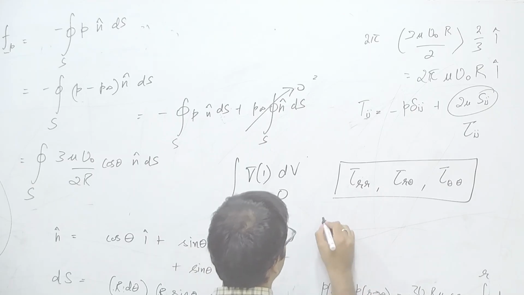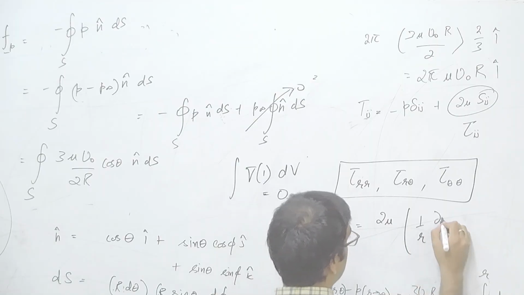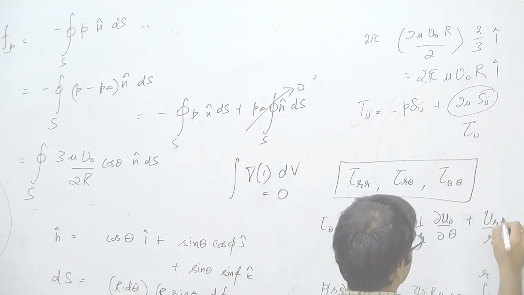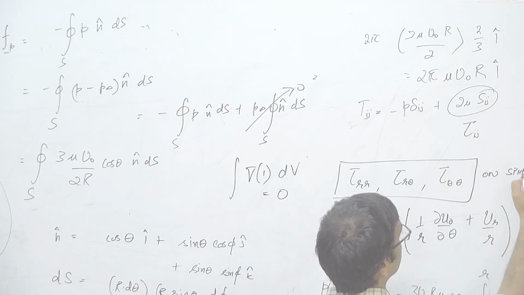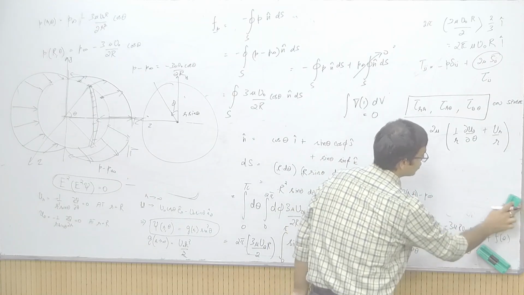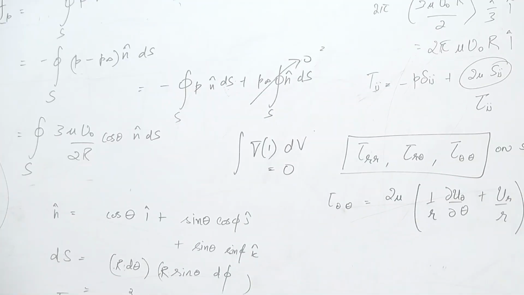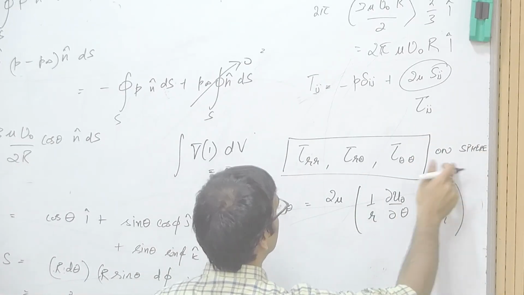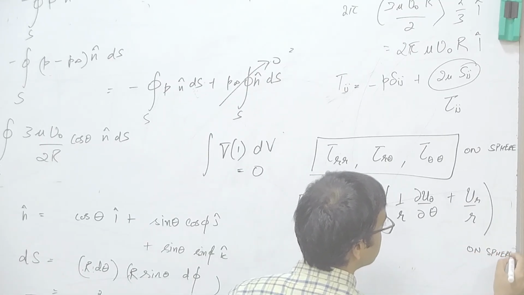So the definition of tau theta theta is actually 2 mu times 1 by r del u theta over del theta plus u r over r. We need to calculate them on the sphere. So just by looking at the expression of tau theta theta, and knowing that we need it on the sphere, can we argue that this is 0?